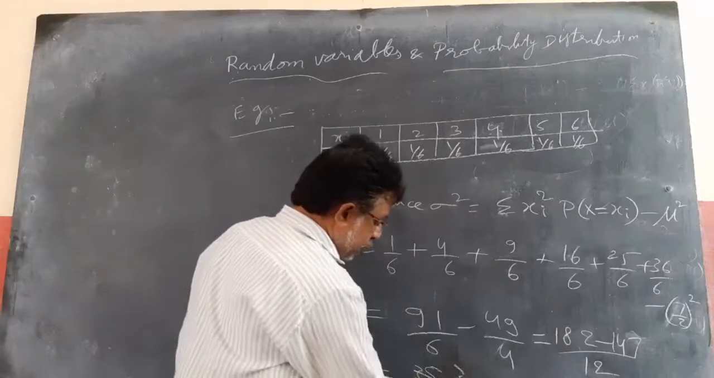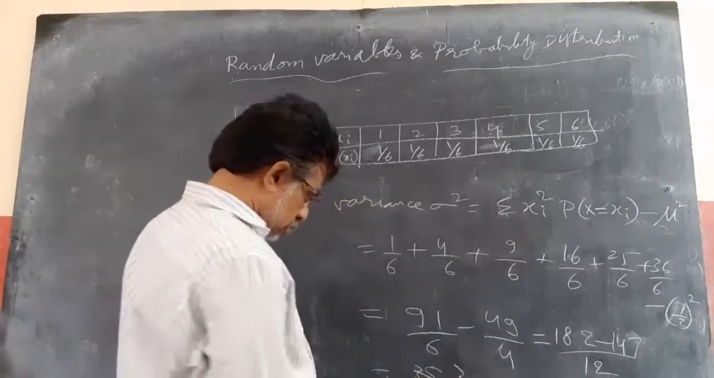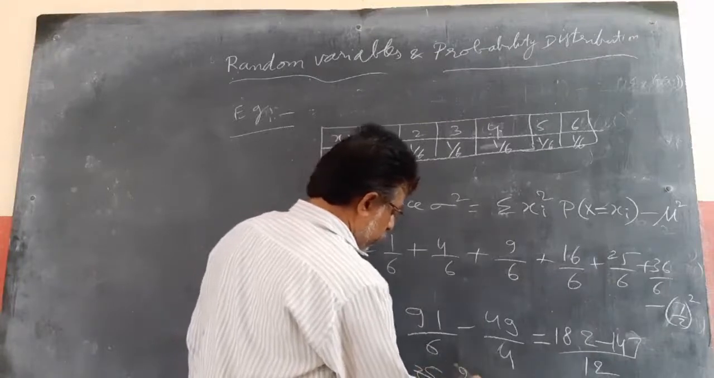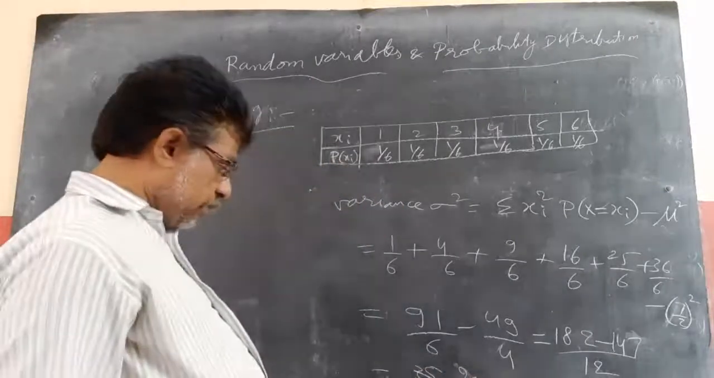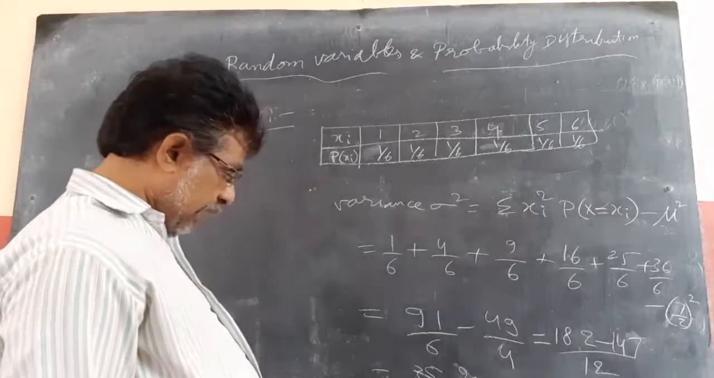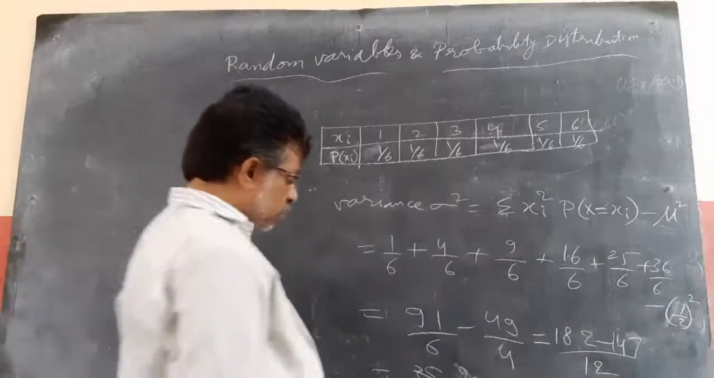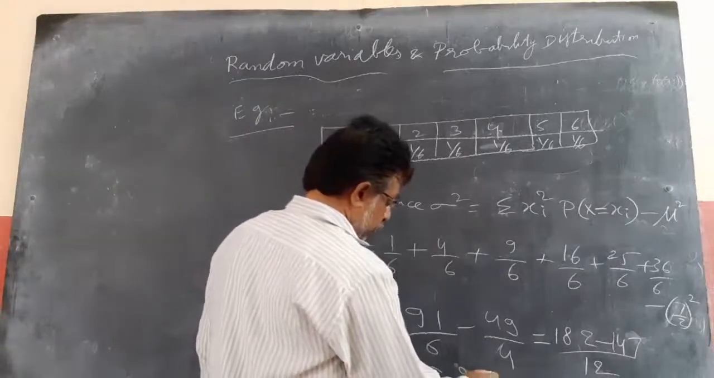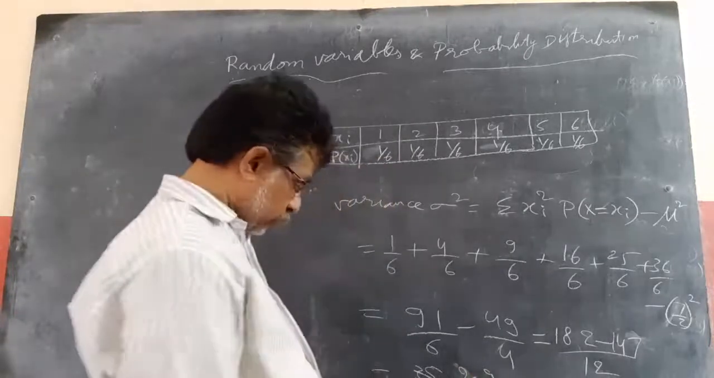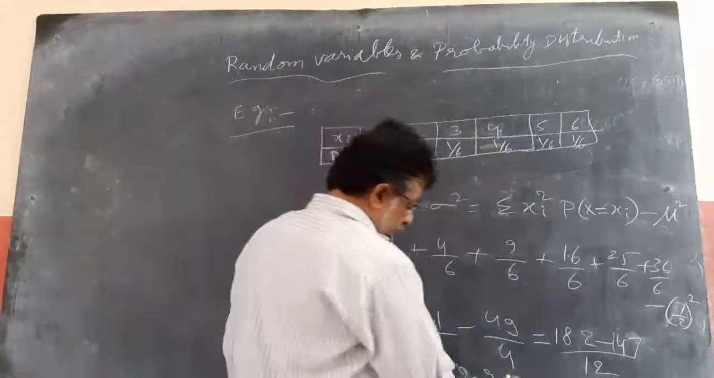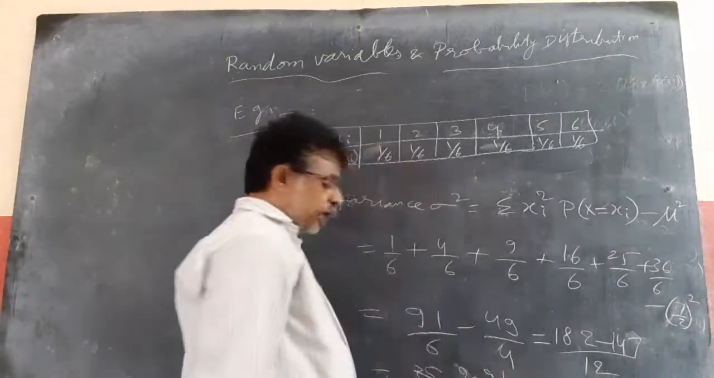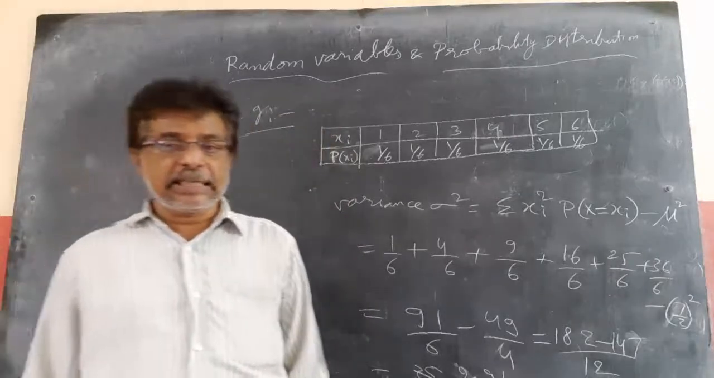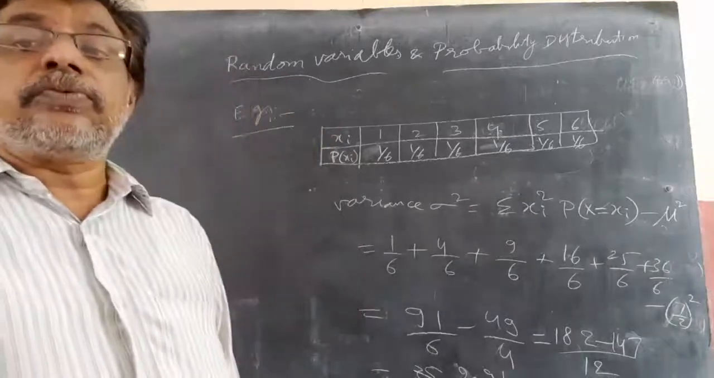So 12 2s are 24. Then left out is 11. So I am giving the decimal point, 0 110. 12 9s are 108. 12 1s are 2.91. This is the variance. So mean and variance is what is being asked. This is how to find mean and variance.